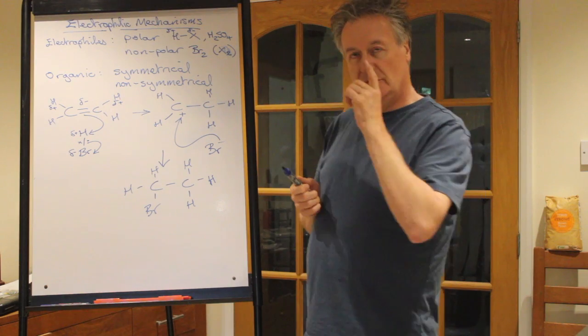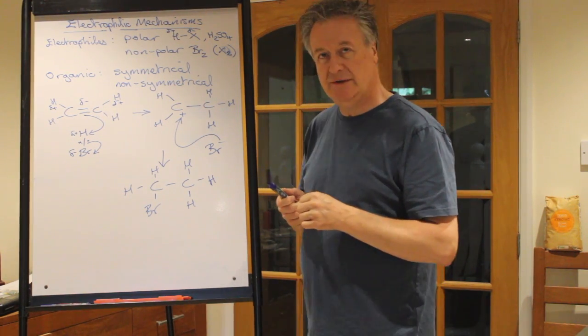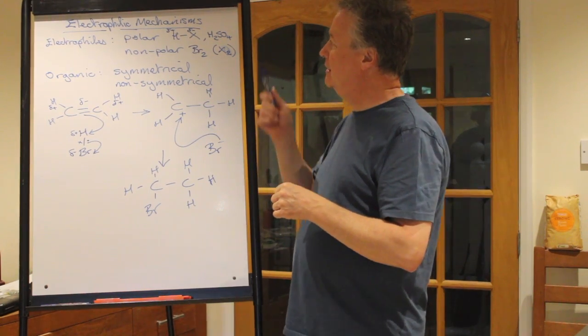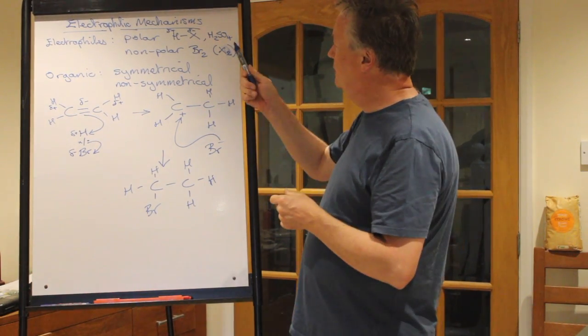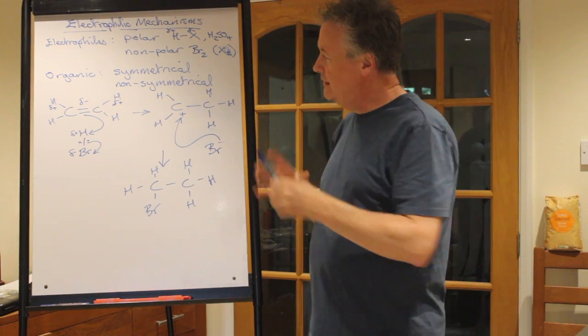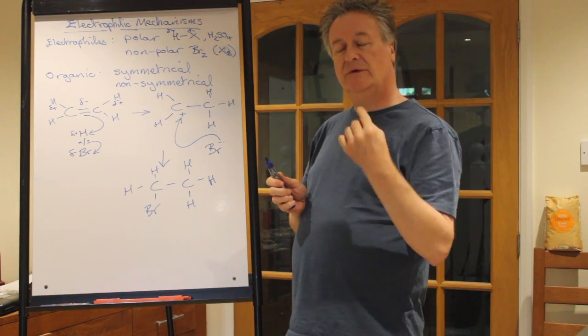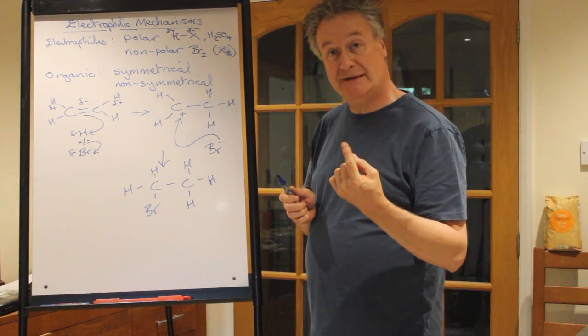Now we're going to take a little pause whilst I clean the board off so that we can do the non-symmetrical version shortly, but I actually need to do the mechanism for sulfuric acid, and I also need to do the mechanism for bromine. So we need a little bit more space on the board. So I'm just going to take a little pause and clean the board up, and I'll see you on the other side of the pause.